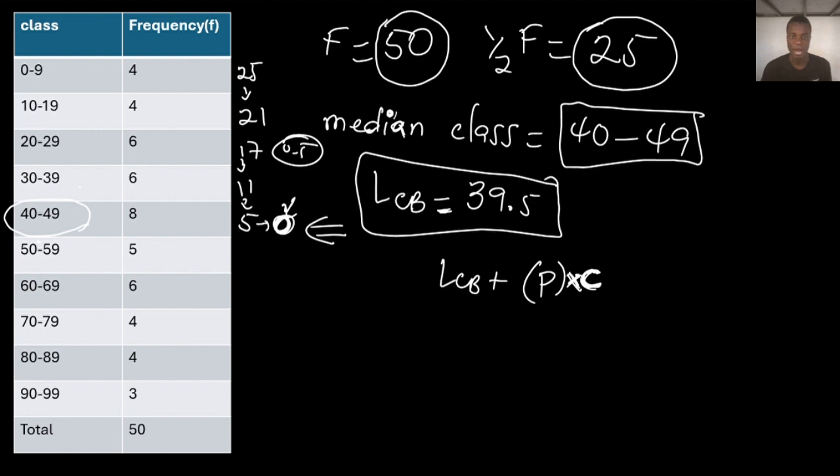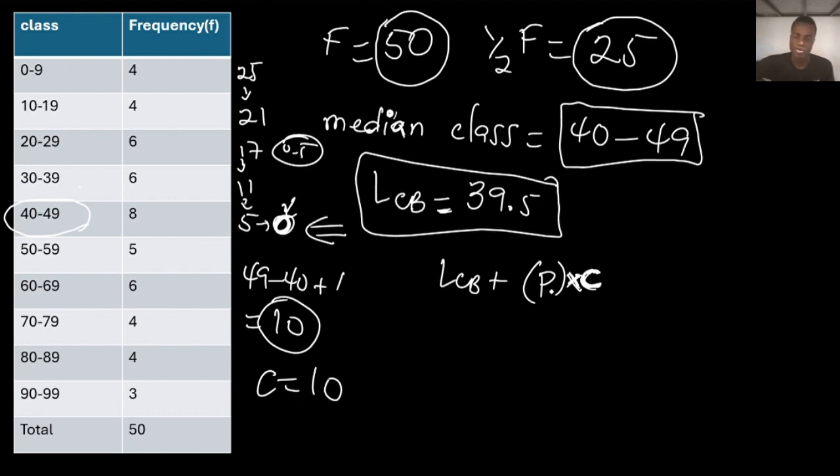The class size, we talked about how to find it also. We had a video on how to find the lower class boundary and the various class sizes in different ways. Here we are dealing with class limits, so it's going to be 49 minus 40 plus 1, which gives 10. Then the class size is 10, so our C is equal to 10. Right, so now how do we find this proportion that we multiply by the class size in order to add to the lower class boundary and find the item?